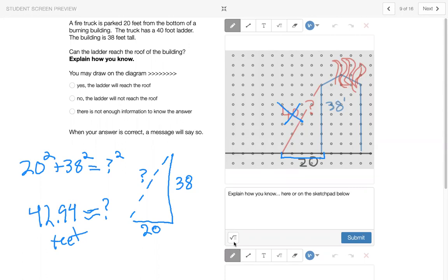The ladder will not reach the roof because the ladder actually has to be 42.94 feet if it's going to keep in these dimensions to make that happen. So the ladder's not going to reach.